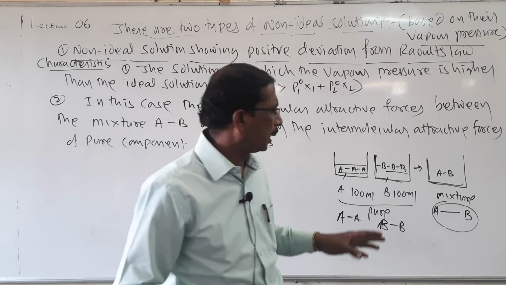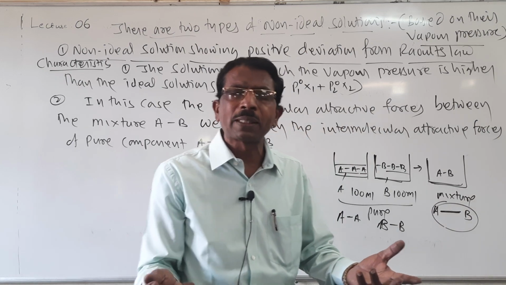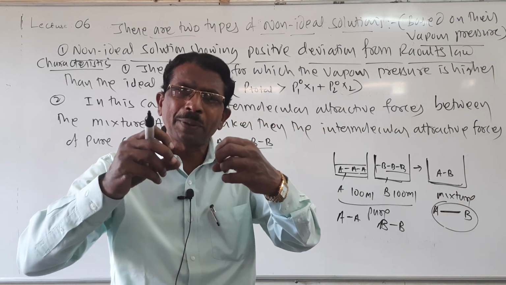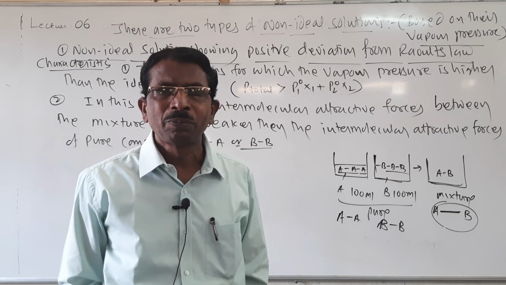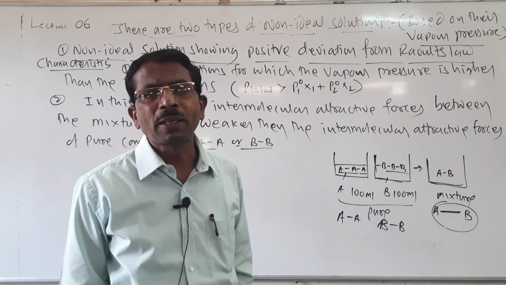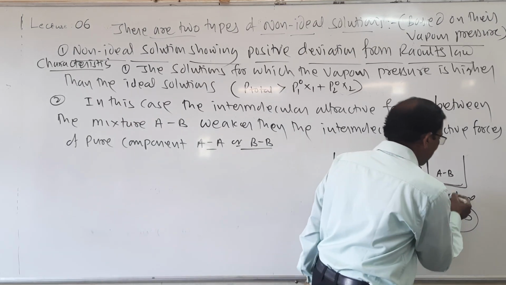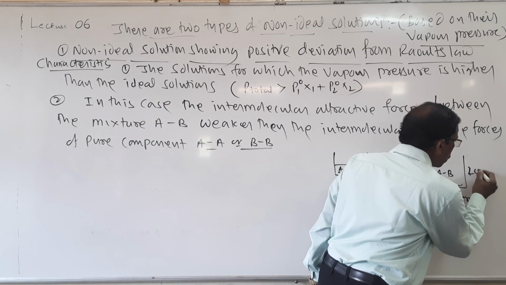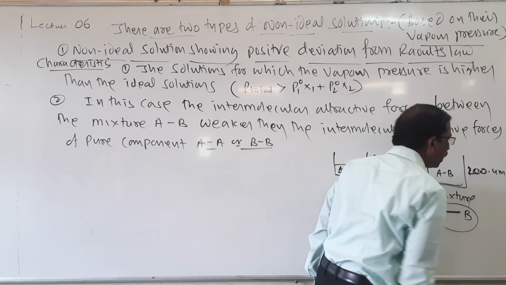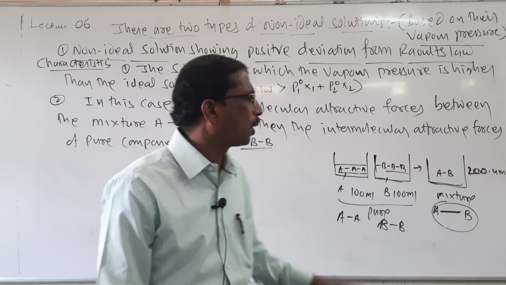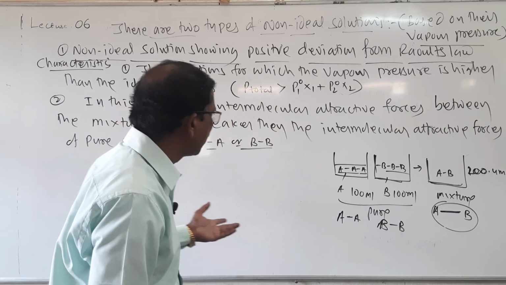The intermolecular force of attraction is weaker, and due to this reason they stay away from each other, and therefore the volume increases. So here when 100 ml is mixed, it gives 200.4 ml. Look here students, 200.4 ml or 200.5 ml. So the same thing happens here.